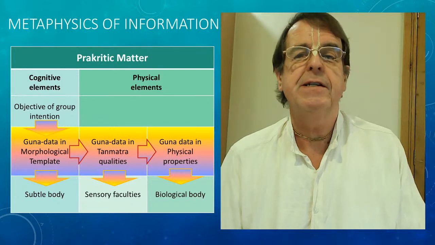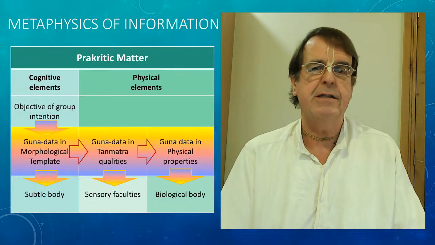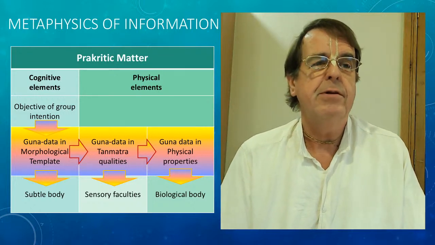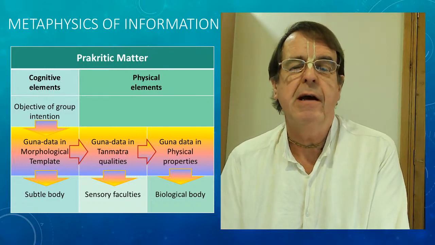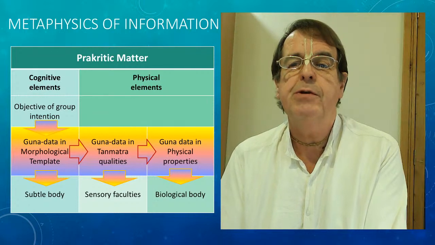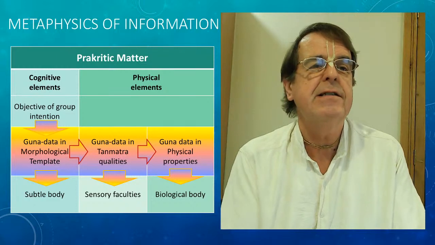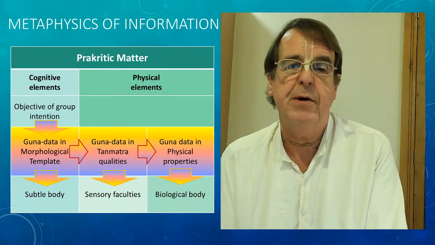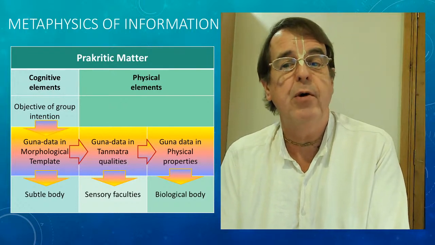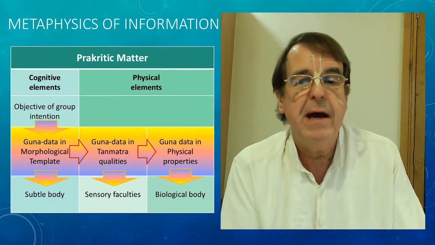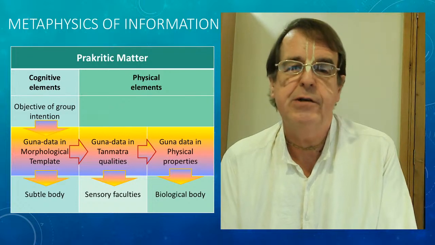It's based on the metaphysical system described in the Yoga Sutras, and I would refer you to our last talk for more details on that. I will just give a summary today. The objectives of group intention are encoded in the GUNA-DATA, which produces the form of a subtle body. And this acts as the morphological template for a physical body. That same packet of GUNA-DATA defines the qualities of proto-physical reality, which then manifest as the actual physicality of the biological body for this new species.